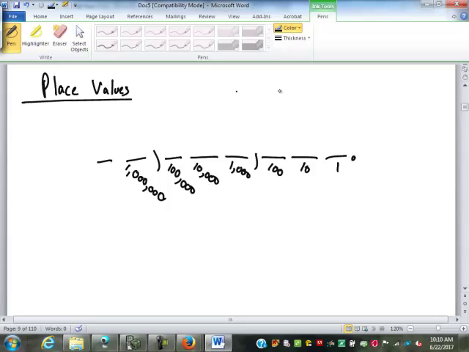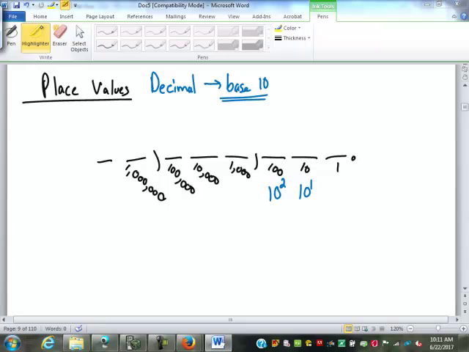Now that we know a little bit about powers, we know that 10 is really 10 to the power of 1. We know 100 is 10 to the power of 2, right? Our number system is called a decimal number system. The term decimal means base 10.